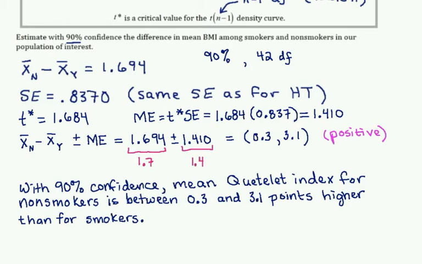Make sure that your interpretation of a confidence interval for a difference of means does indicate which group has the higher quantity and expresses the numbers as a measure of how much higher one of these groups is than the other. Also, make sure to include the word mean. We're not saying that each individual's Quetelet index is going to be this much higher than another individual's Quetelet index. It really is just a statement about averages.